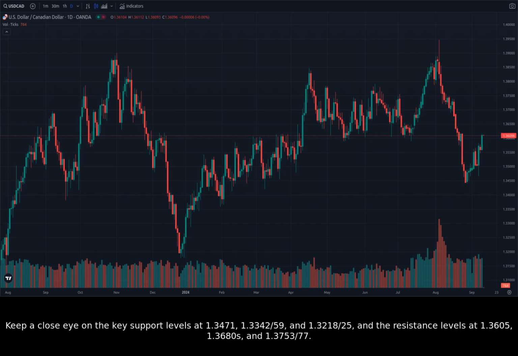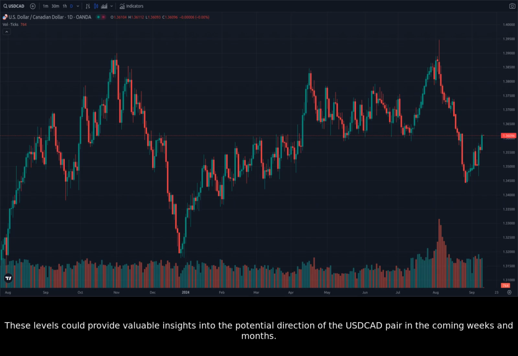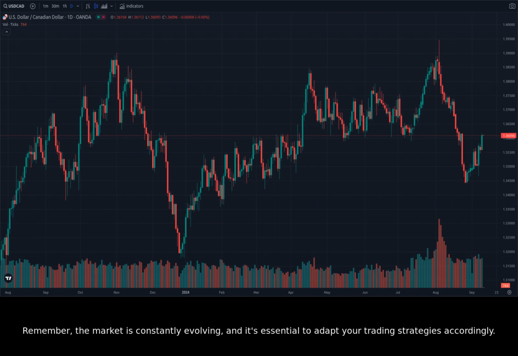Keep a close eye on the key support levels at 1.3471, 1.3342/59, and 1.3218/25, and the resistance levels at 1.3605, 1.3680s, and 1.3753/77. These levels could provide valuable insights into the potential direction of the USDCAD pair in the coming weeks and months. Remember, the market is constantly evolving, and it's essential to adapt your trading strategies accordingly.